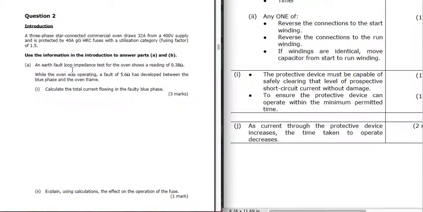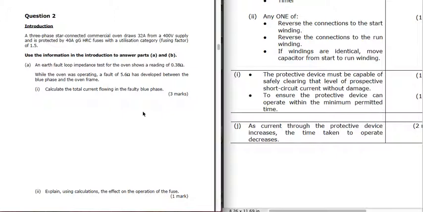We'll keep that in the back of our heads. So an earth fault loop impedance test for the oven shows a reading of 0.38. While the oven was operating, a fault of 5.6 ohms has developed between the blue phase and the oven frame. So within the oven there's this fault 5.6, and we've got this 0.38 as the external fault loop impedance. Calculate the total current flowing in the faulty blue phase.